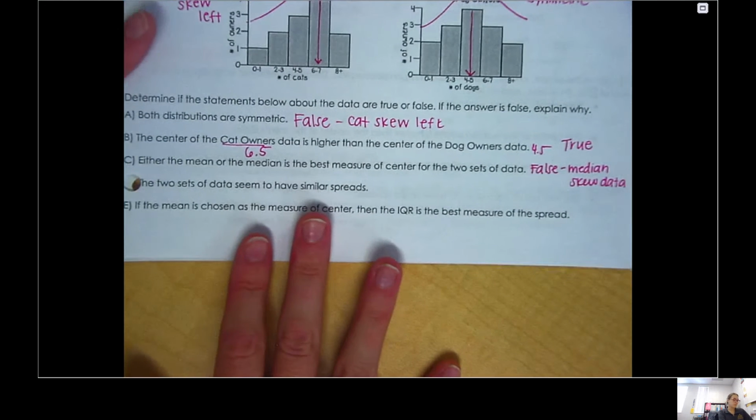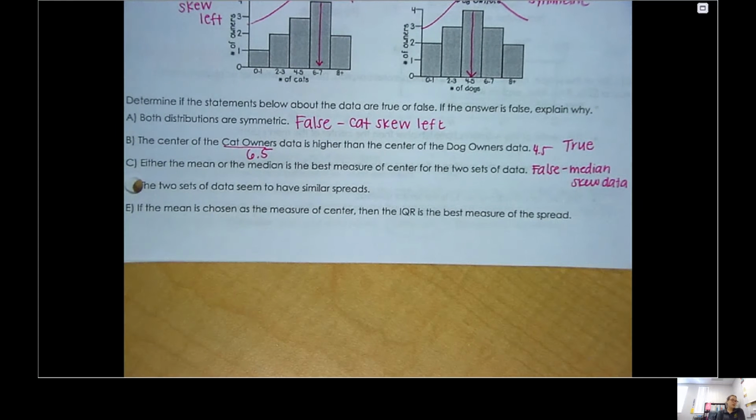All right, letter D. Thumbs up, thumbs down. The two sets of data seem to have similar spreads. Yes or no? What's the spread of both of them? Can you repeat the question? It says the two sets of data seem to have similar spreads. Is that true or false?